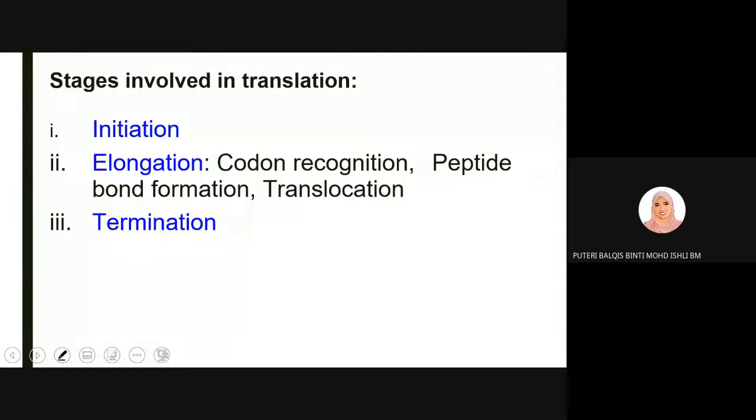Alright. Then we move on to the stages involved in translation. We have 3 stages: initiation, elongation, and termination. Initiation adalah start, proses yang mula-mula. During elongation, kita ada 3 small steps, which is codon recognition, peptide bond formation, translocation. And the last one is termination. Saya akan pergi pada satu-satu. Saya akan explain slow.